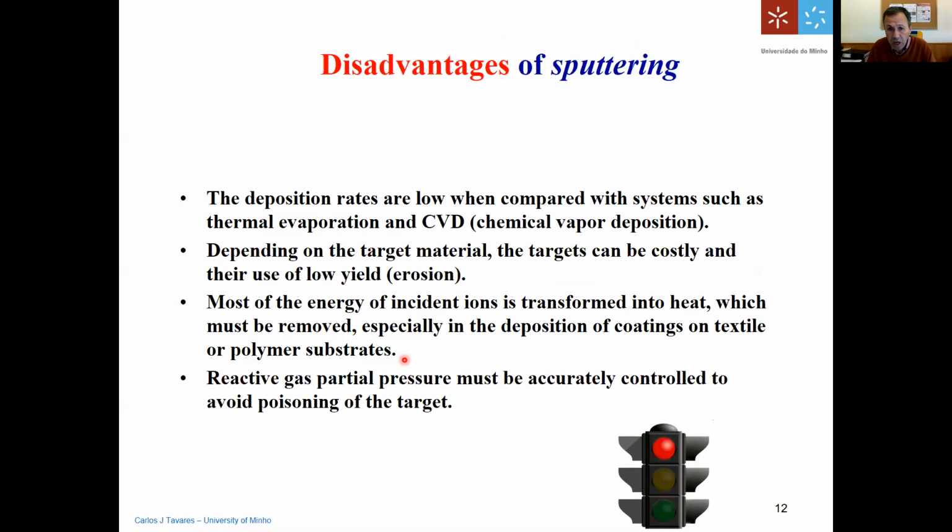The deposition rates are low when compared with systems such as thermal evaporation, which we saw in the last talk. Thermal evaporation gives you coatings which are much thicker. You can reach tens of microns with thermal evaporation, but the coatings do not adhere very well to the substrate, and you can scratch them off easily. So for mechanical applications, you forget about thermal evaporation.